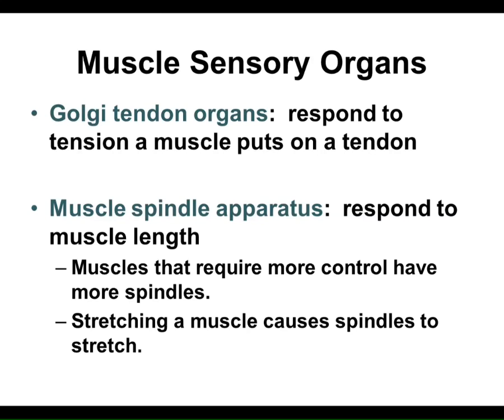But the Golgi tendon organs, what they're going to do is sense if there's too much stretching on the tendon. Because if the muscle is being pulled so hard that the tendon is being pulled, there's a potential for what to happen? The tendon to detach or tear away from the muscle or the bone, neither of which is good. So this is a protective mechanism in place. There's also the muscle spindle apparatus. Now this one I believe is new for you.